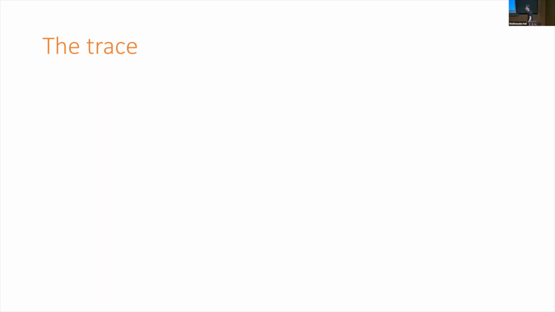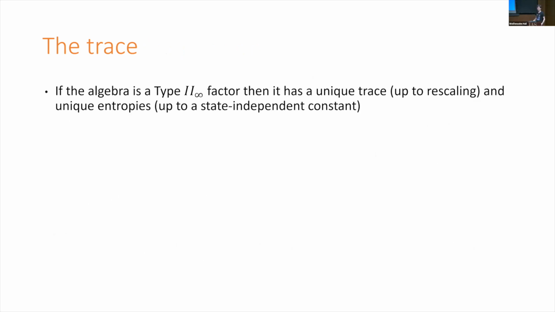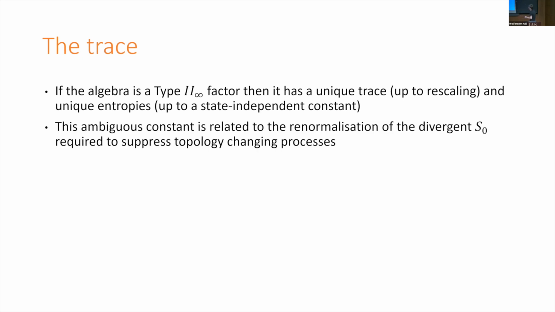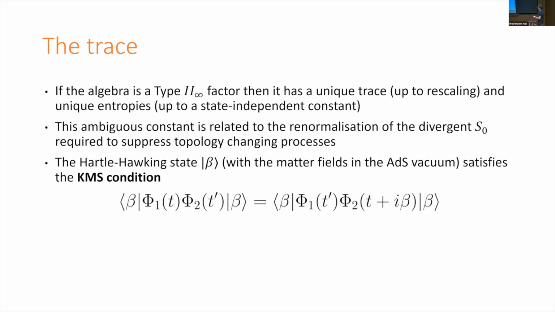Okay, so what is the trace? Well, if it is indeed a type 2 infinity factor, then it has a unique trace. So if we can find one trace, then that is the only thing we could have chosen, and it was forced on us from the theory. We didn't choose it. So let's just try and find something that gives the right answer. And we can actually use Euclidean path integrals to do that.